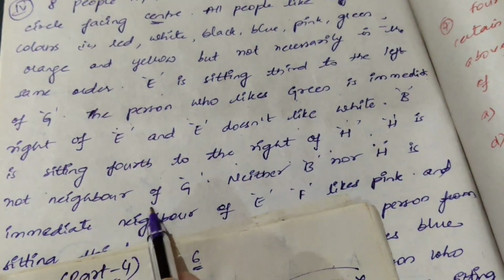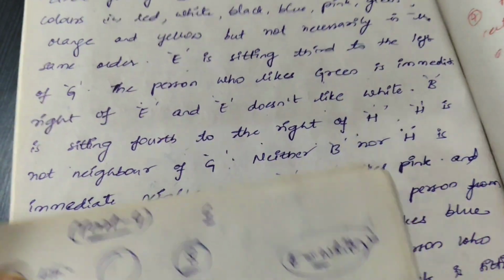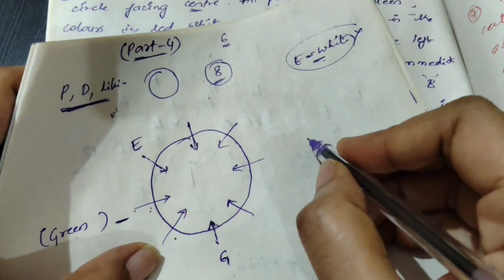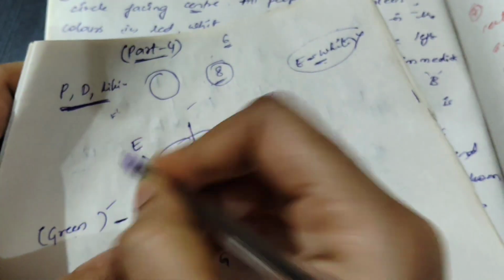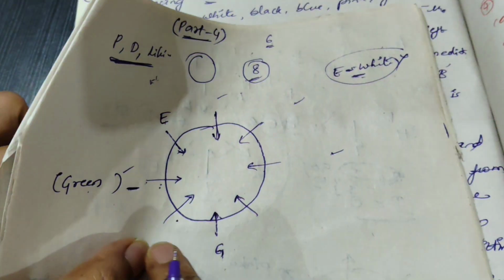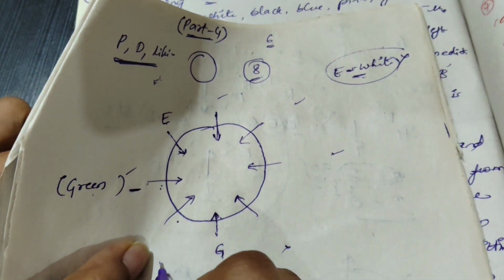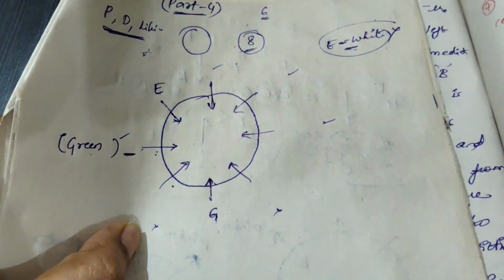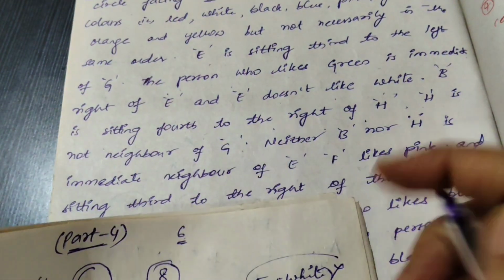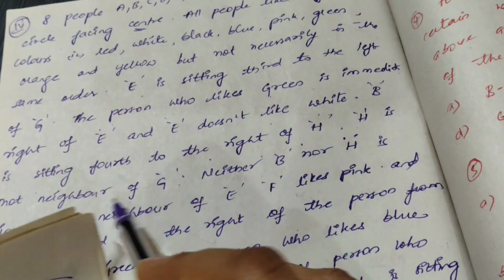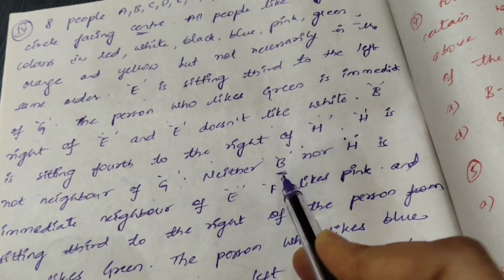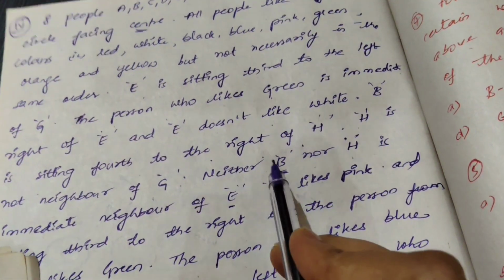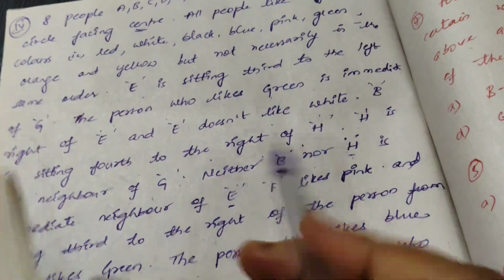Now H is not neighbor of G. Not neighbor of G means both sides. So here H will be possible in these 4 places, because H is not neighbor of G, meaning H will not be in these 2 positions. 4 possibilities are there, but we will not make another diagram, we will see another clue. H is not neighbor of G, and neither B nor H is immediate neighbor of E. So B also is not, and H also is not neighbor of E.